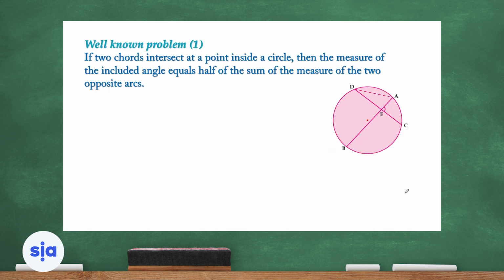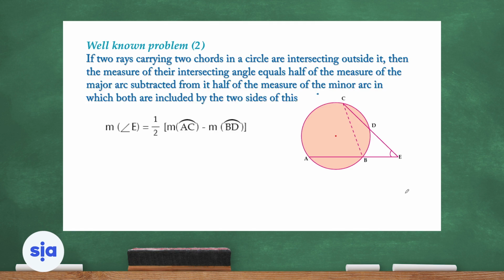This is a very well-known problem. If two chords intersect at a point inside a circle, then the measure of the included angle equals half of the sum of the measure of the two opposite arcs. So the measure of angle AEC equals half the measure of arc AC plus the measure of arc BD.